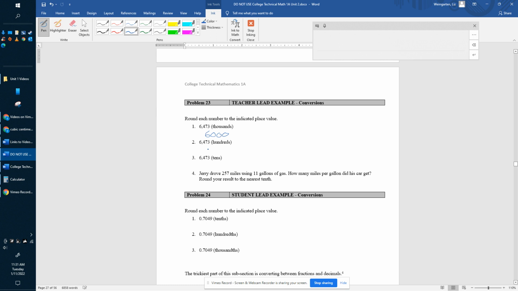Now to the hundred spot. We're looking at the 4. What's immediately to the right of the 4? A 7. So we're going to round this one up. This will be 6,500. To the tens spot, now we see that there's a 3 to the right of the tens spot, so we're going to keep the number the same. 6,470.